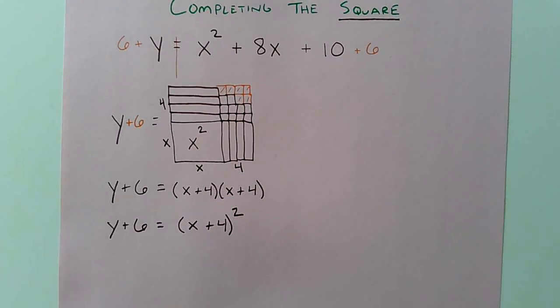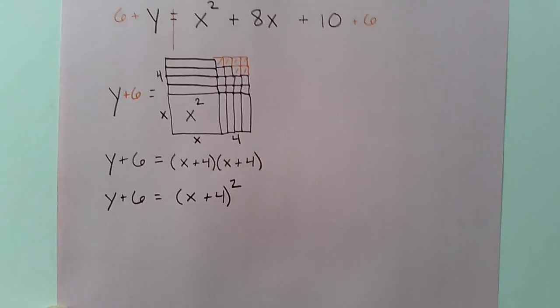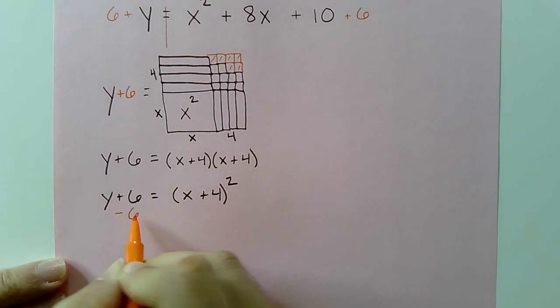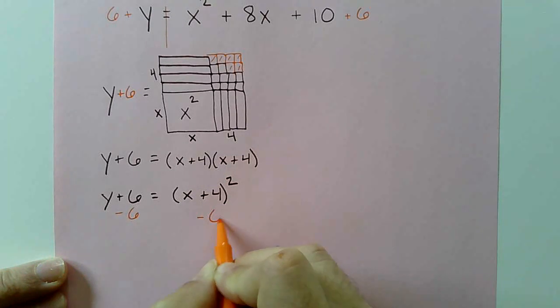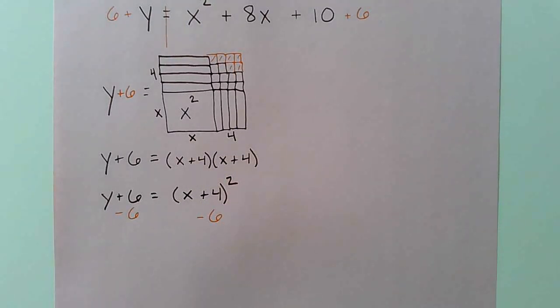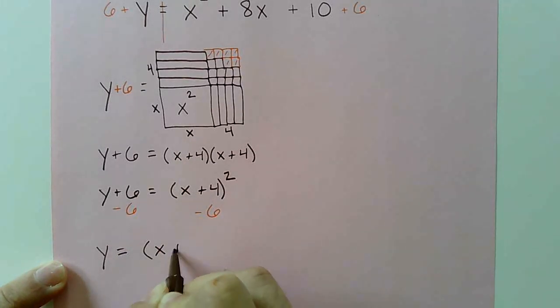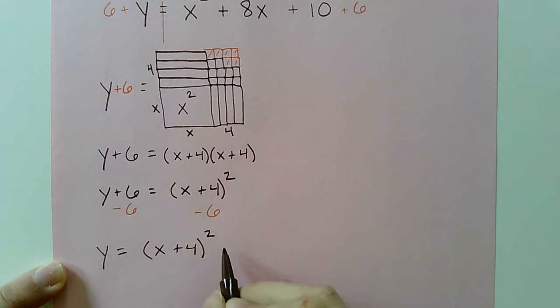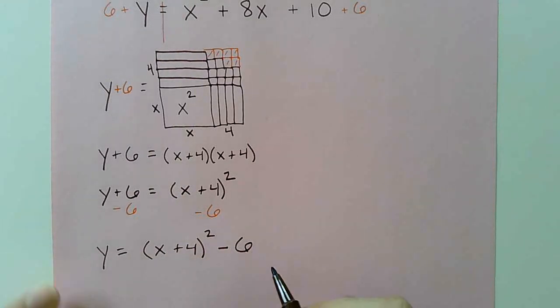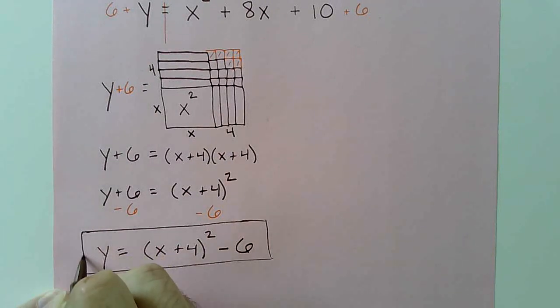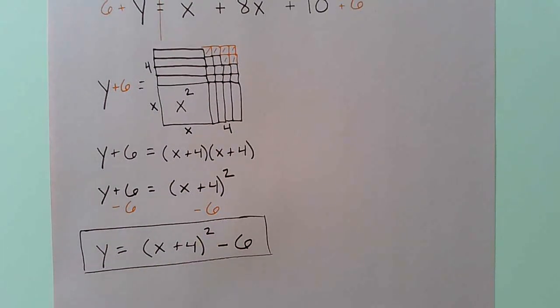Now, when we look at this, we can start to see vertex form taking shape. My last step here, because I like equations to be y equals, is to take away the 6 that I added, and take it away on this side, which leaves me with y equals x plus 4 squared minus 6. And this is the same equation in vertex form.